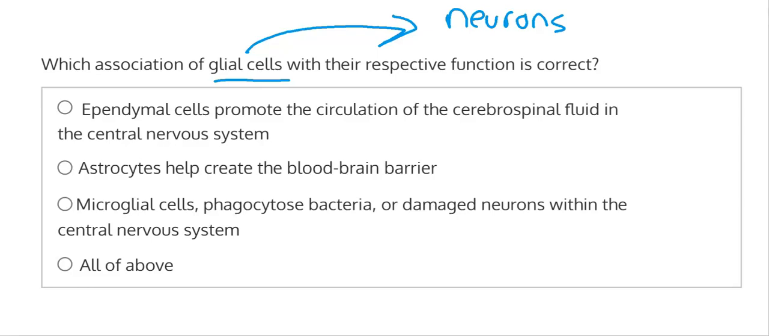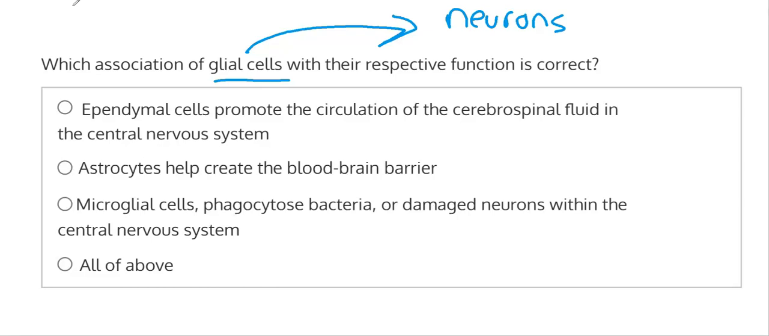So going through these choices, let's see which ones are correct in terms of the role of these glial cells. So option A is talking about ependymal cells, and it's saying that they promote the circulation of cerebrospinal fluid in the central nervous system. And this is correct. These cells help to line the ventricles of the spinal canal, and then they use hair-like projections, and we're calling them cilia, and they help to circulate the cerebrospinal fluid to where it needs to go. So it kind of helps move things along. And that is a correct choice because the ependymal cells, that is a role that they have.